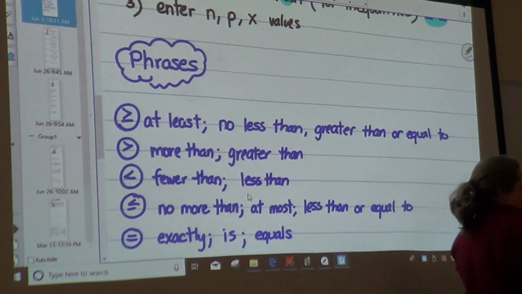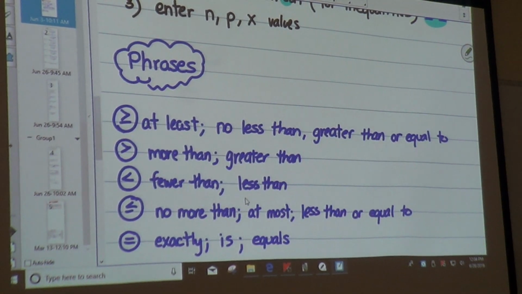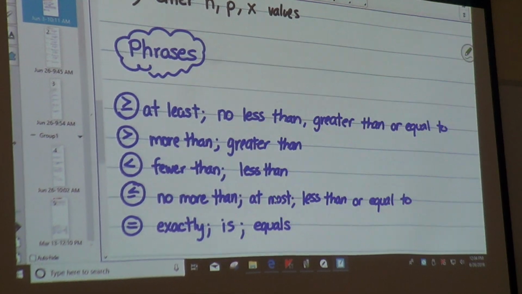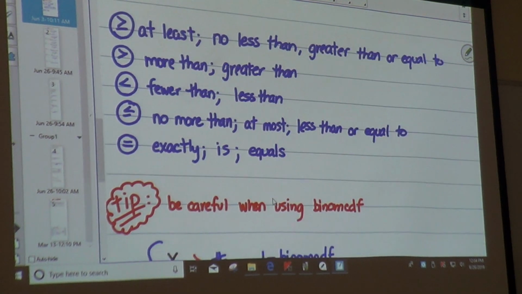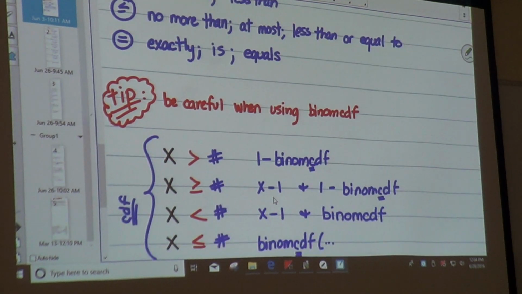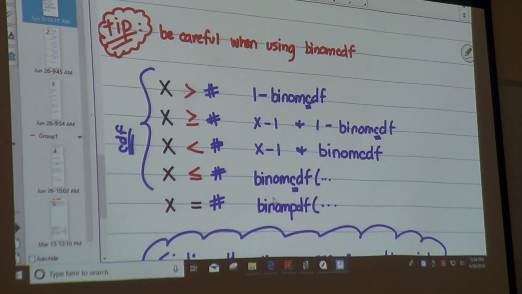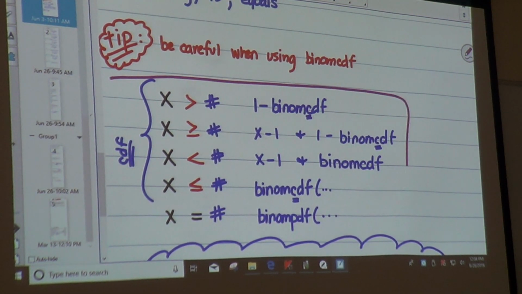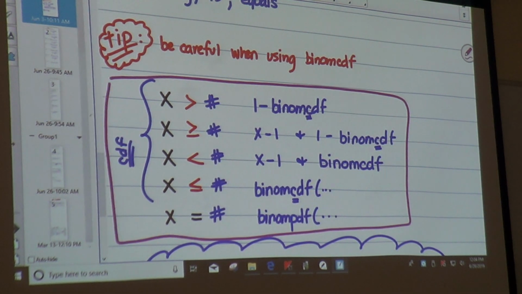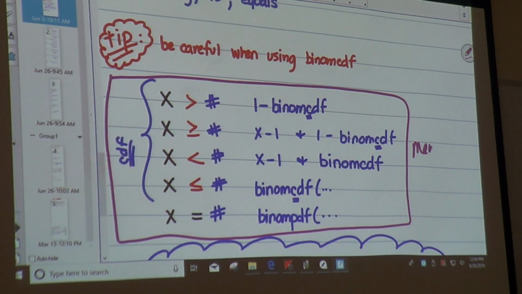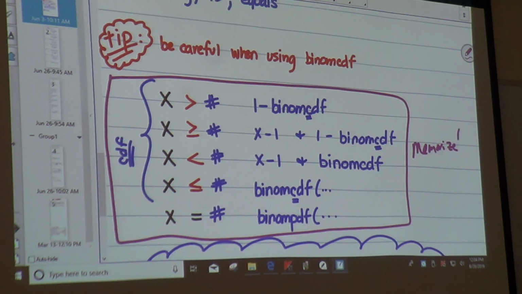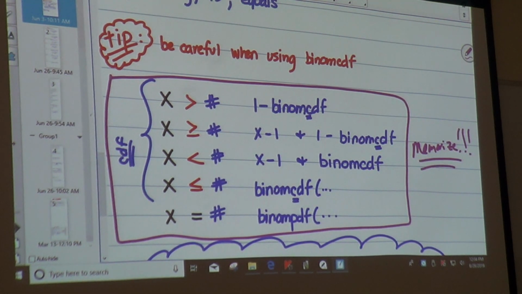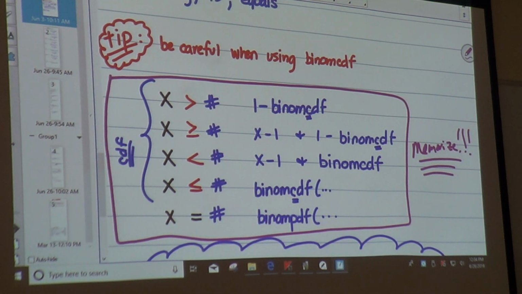All right. Here it comes. This is what you need to memorize. And make sure you write it down correctly.